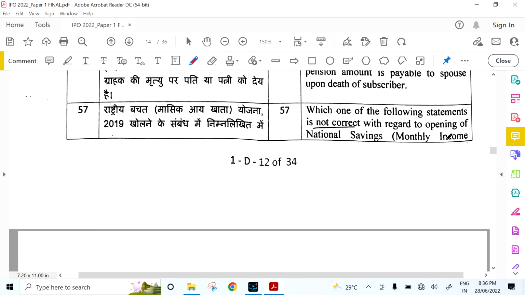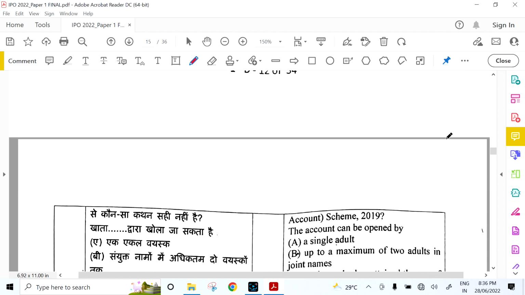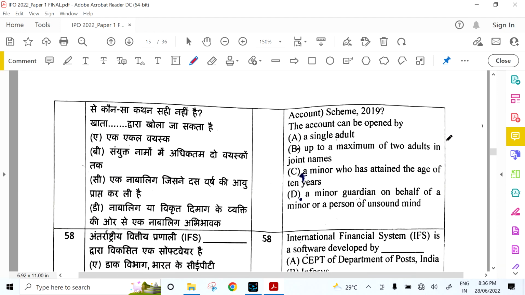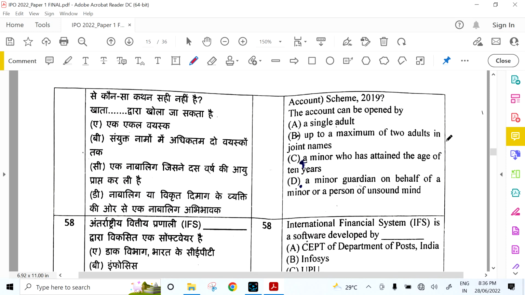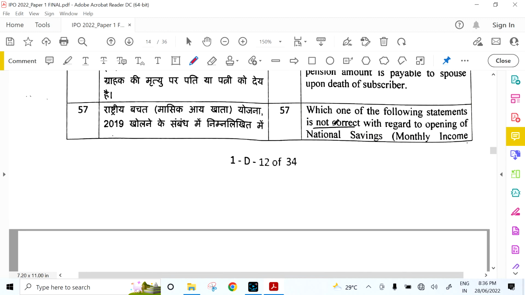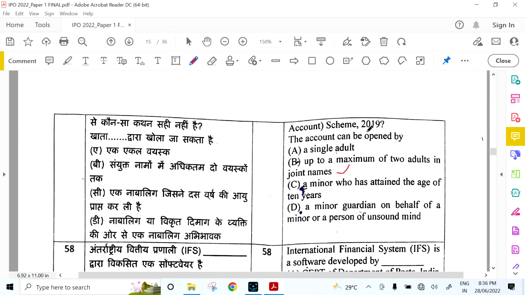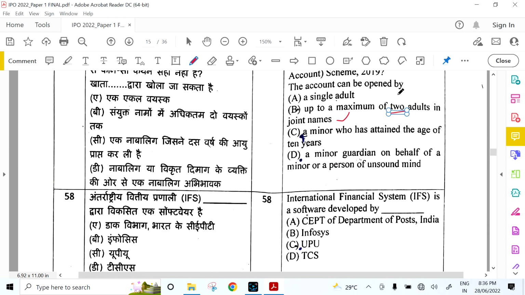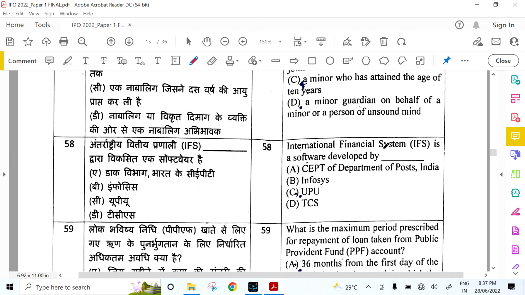Which of the following statements is not correct with regard to opening of MIS? The account can be opened by a single adult, up to a maximum of 2 adults in the joint names, a minor who has attained the age of 10 years, a minor through a guardian on behalf of the minor, or a person of unsound mind. The answer is up to the maximum of 2 adults in joint names is not correct. Here the statement is not correct. Why? Because it is 3 adults in case of MIS. Maximum 3 adults can open it in a joint name.